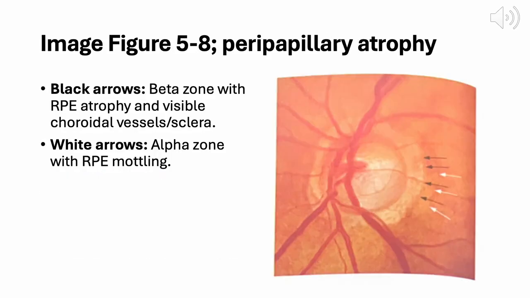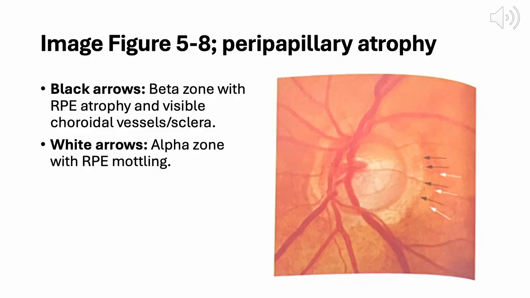To visually reinforce those key concepts, here's an example of peripapillary atrophy on fundus photography. This image highlights both the alpha and beta zones. The black arrows are pointing to areas of beta zone atrophy where the retinal pigment epithelium is absent and the underlying choroidal vessels and sclera are clearly visible.